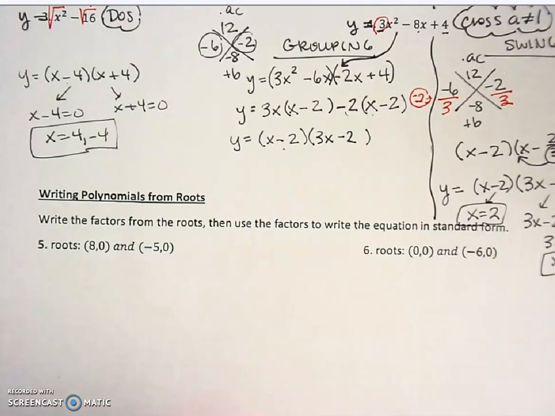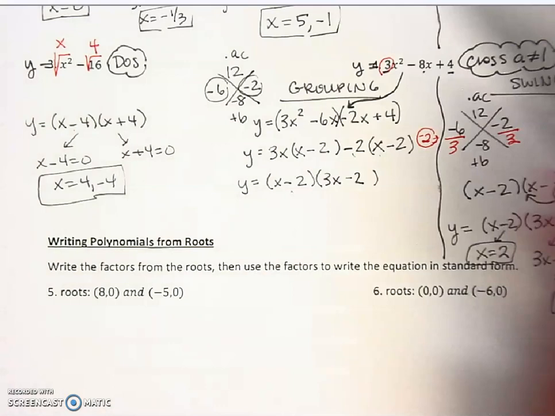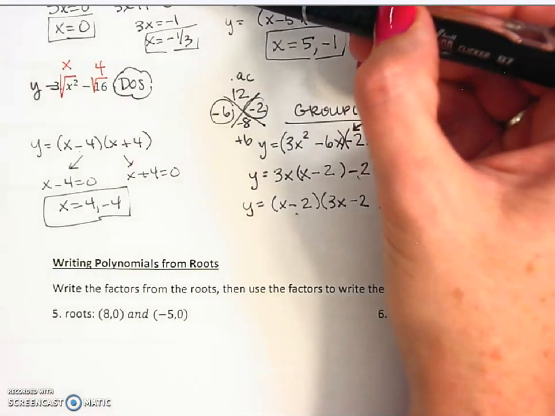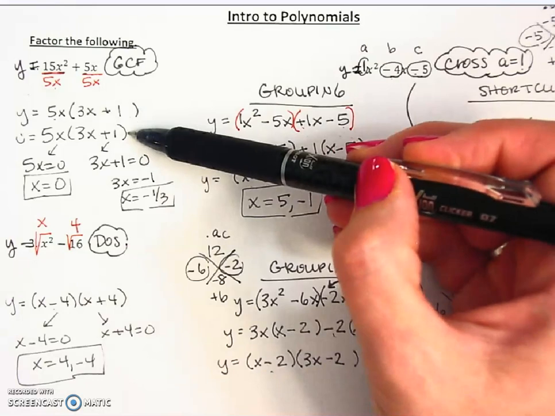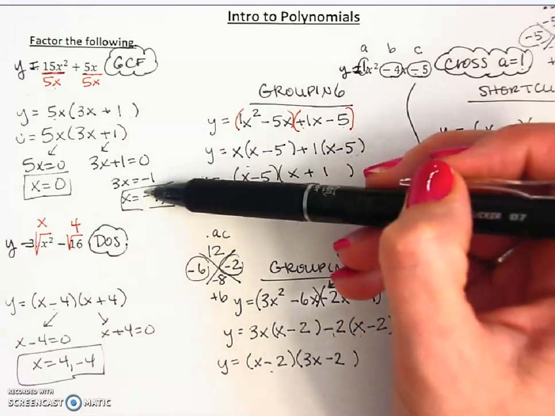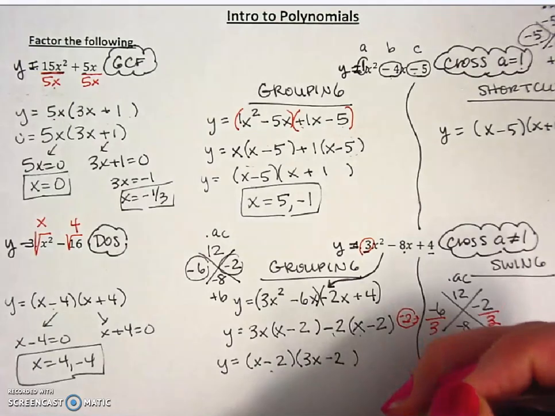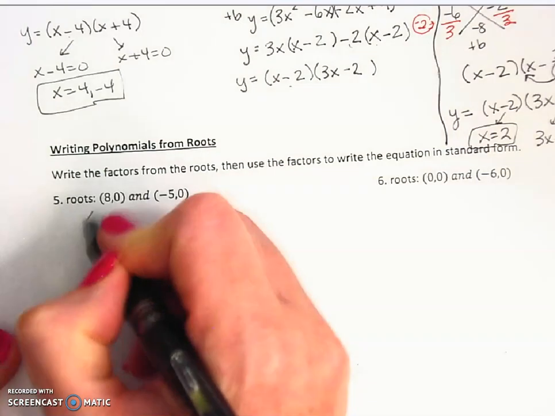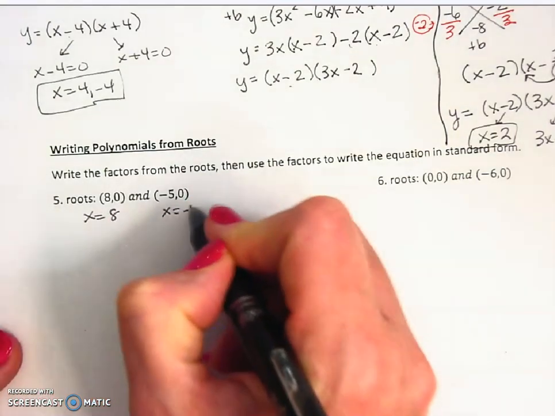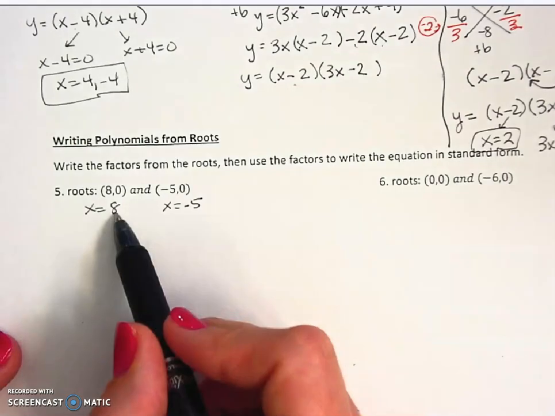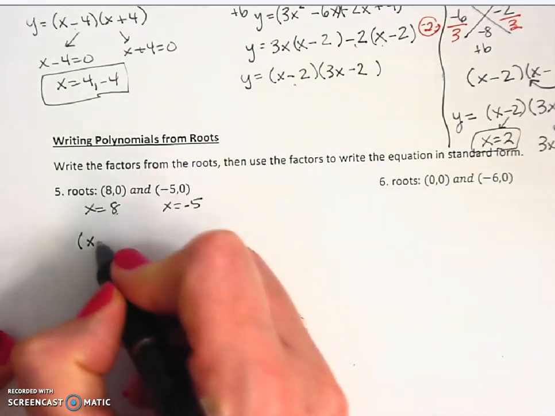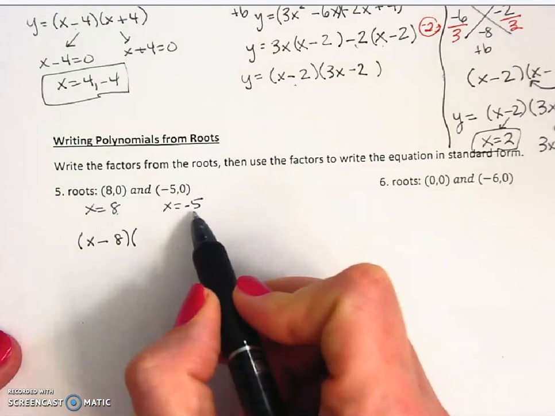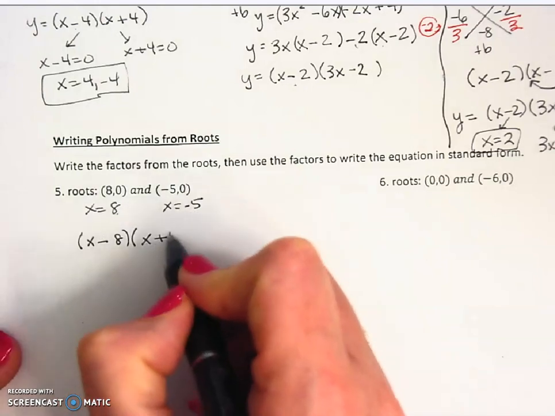All right, so this bottom part of the notes is working the opposite direction. So when factoring, we had factored form, which gave us our roots. Here we have roots, and we're going to go back to factored form. So x is 8, x is -5. So the factor that would have given me 8 as a root would have been x minus 8. And the factor that gives me -5 as a root would have been x plus 5.